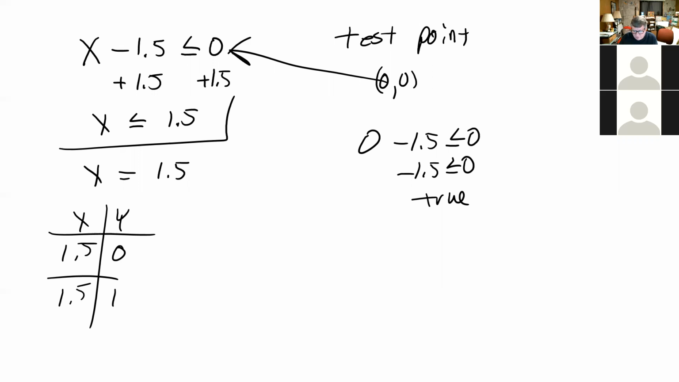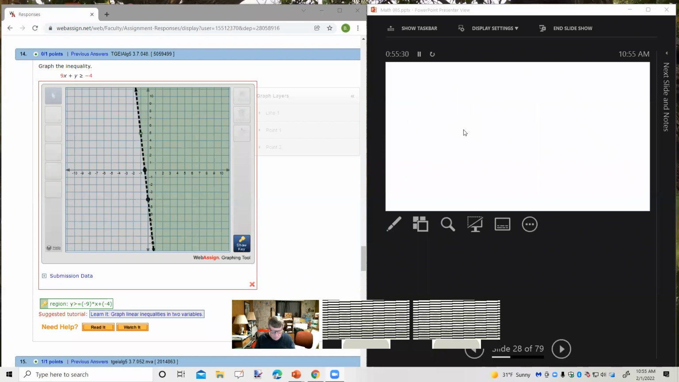Okay, so now it says graph the inequality, and let's see what's incorrect about it. Let's see if this is the one I thought it was. Yes. All right. So we've got 9x plus y greater than or equal to -4. First of all, I'm going to consider the equation 9x plus y equals -4.